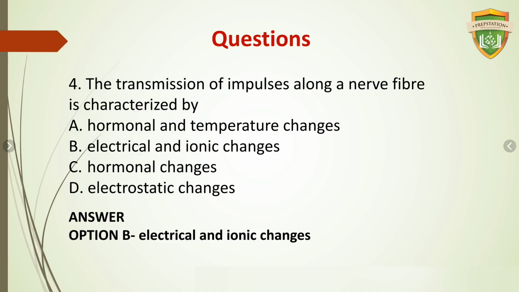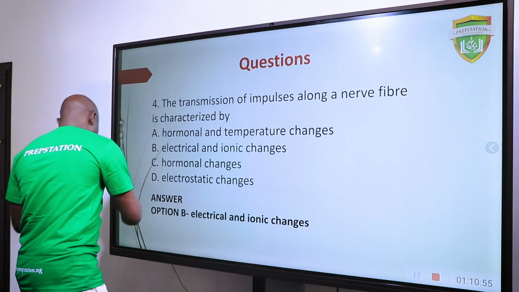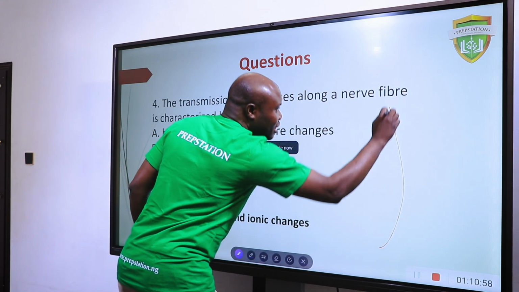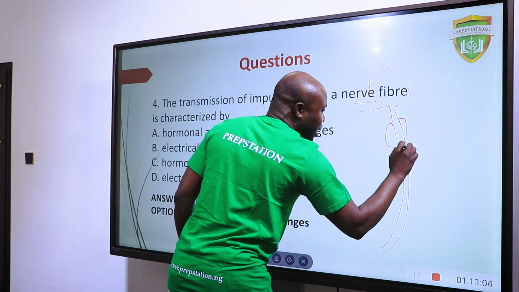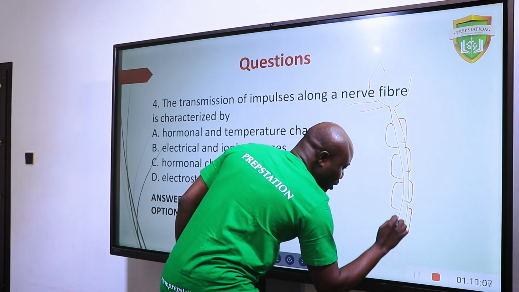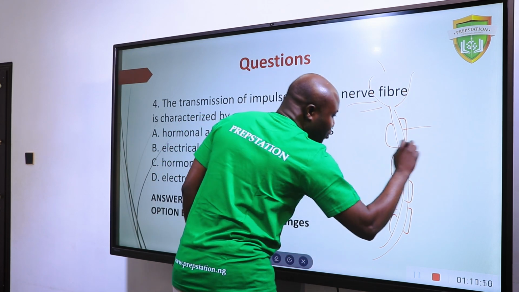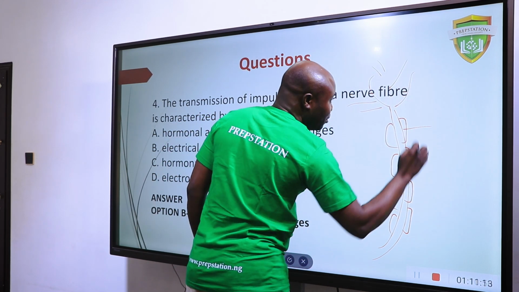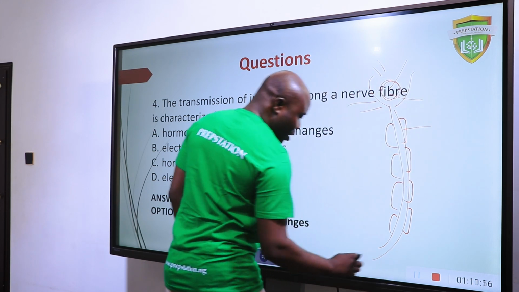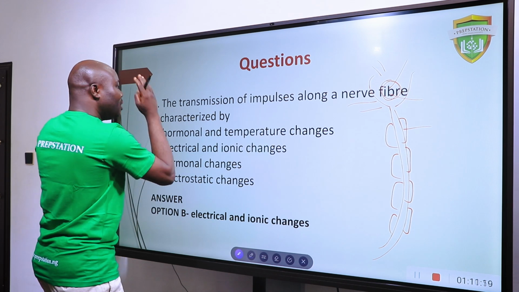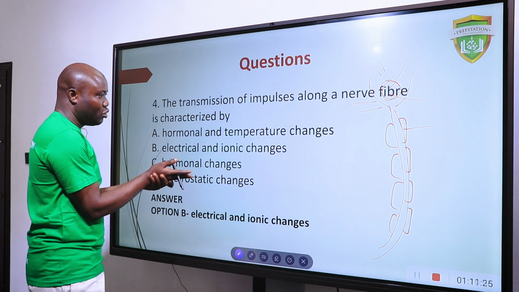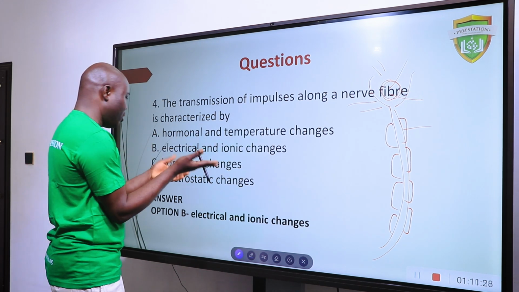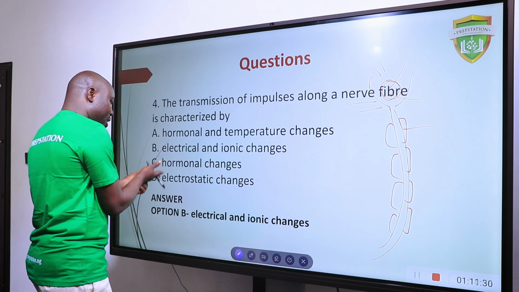Then we have, the transmission of impulses along a nerve fiber is characterized by... I told you something. When you have something like this, let's say this is an axon, this is a neuron, now we have the dendrite, right? The dendrite, and this is the axon here, right? This is the myelin sheath, right? Node of Ranvier is also here, your dendrite is here, let's say we have the cell body here too, right? Okay, now the question says that transmission of nerve impulses along a nerve fiber is characterized by hormonal and temperature changes, electrical and ion changes, hormonal changes, electrostatic changes.